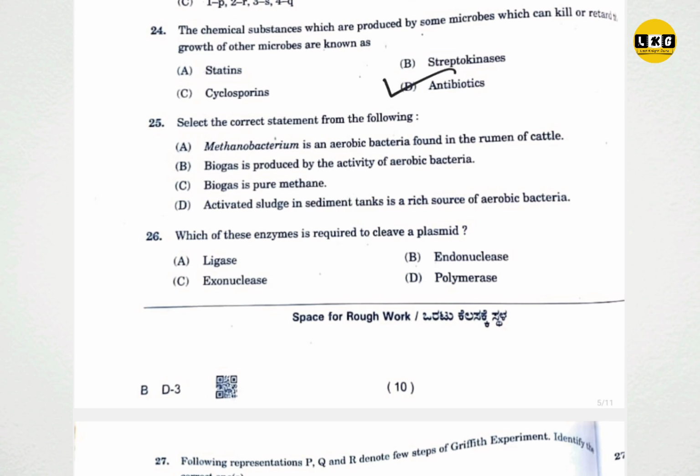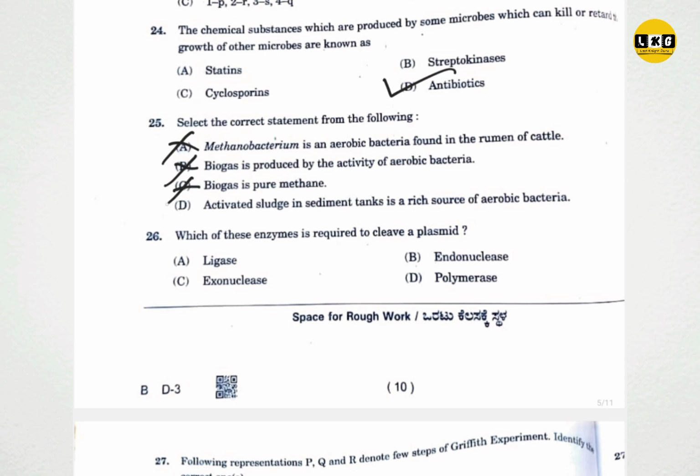Next, 25th. Select the correct statement from the following. Option A. Methanobacterium is an aerobic bacteria. No, it is an anaerobic bacteria. So this is a wrong option. Next, biogas is produced by the activity of aerobic bacteria. No, biogas is produced by anaerobic bacteria. So this is also wrong. Next, C. Biogas is pure methane. No, biogas is a mixture of other gases but predominantly methane. But other gases are also present.